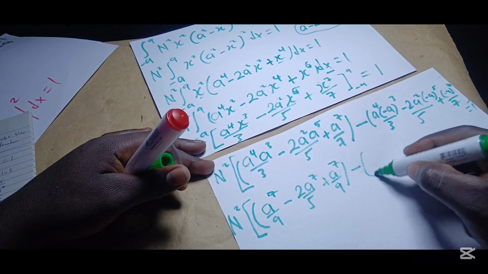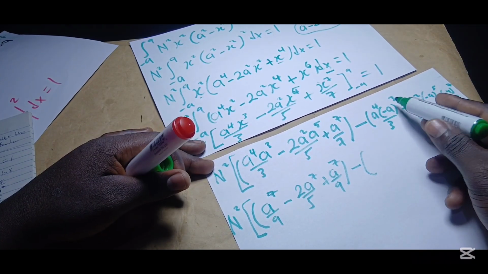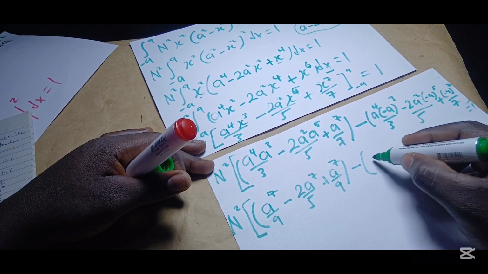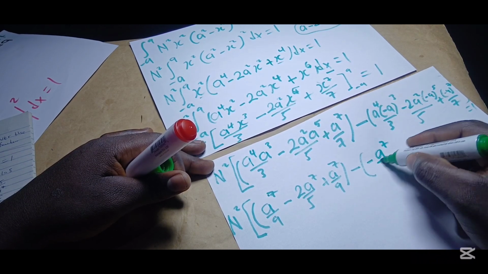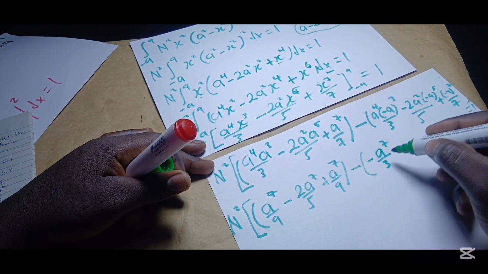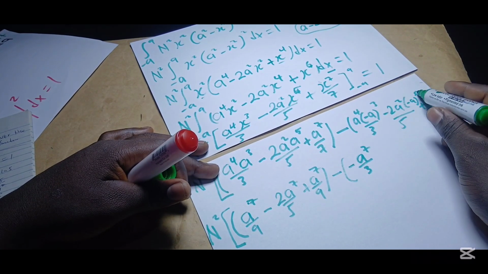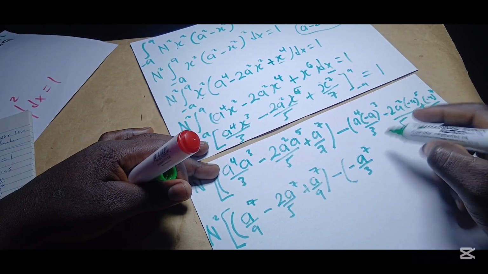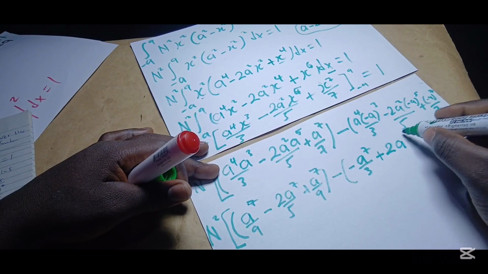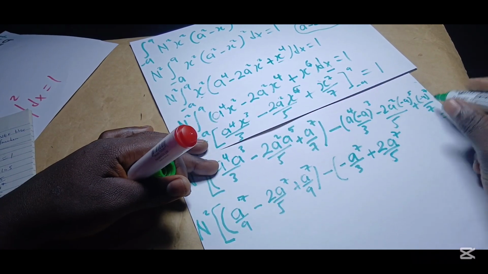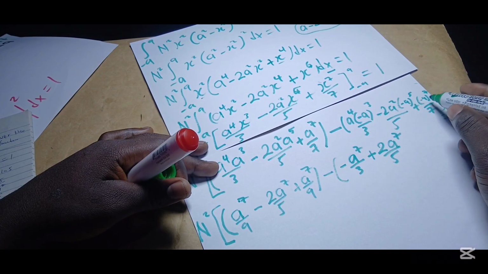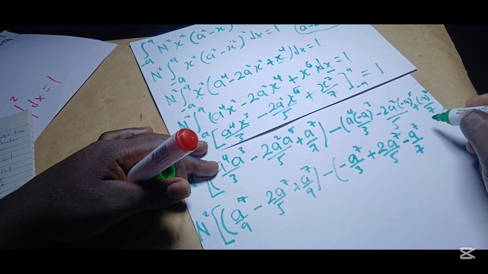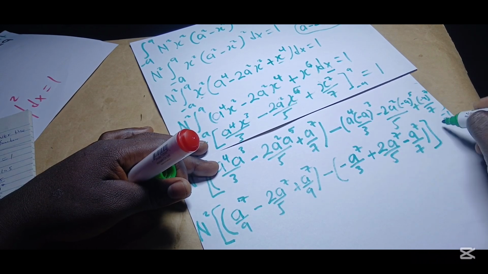Minus, let's simplify this term here. So a to the power 4 multiply minus a to the power 3. Since the power of minus a is an odd number, the negative sign will affect this. So this whole thing becomes minus a to the power 7 over 3. We have minus a to the power 5 here. Since the power is an odd number, it will affect it. So we are going to get plus 2a to the power 7 all over 5. And here we have minus a to the power 7. Since the power is an odd number, it's going to give us minus a to the power 7 over 7. Then all equal 1.